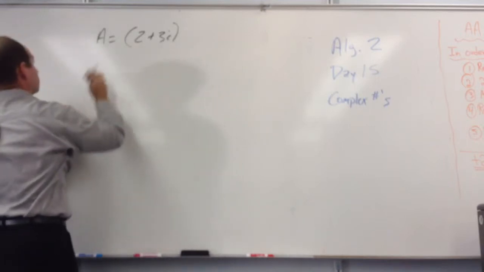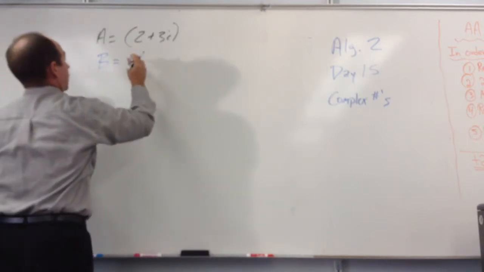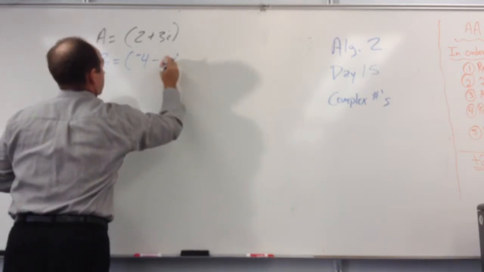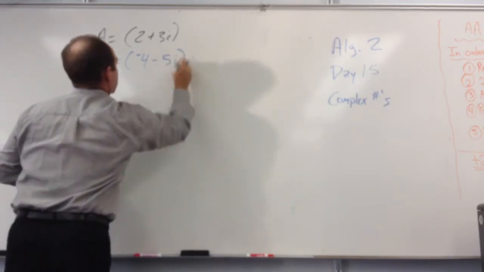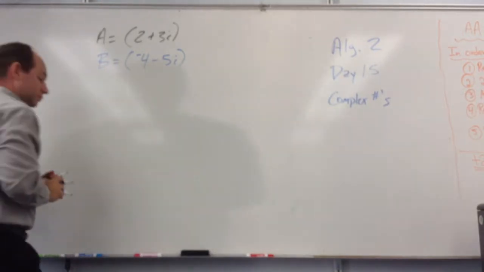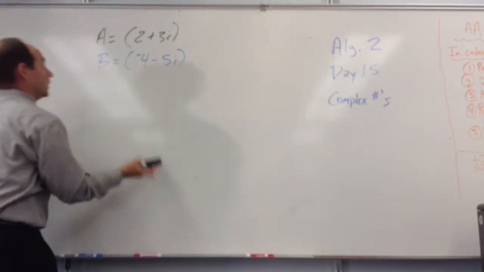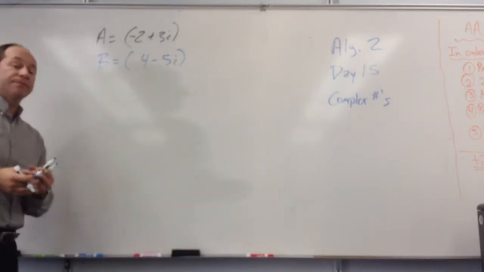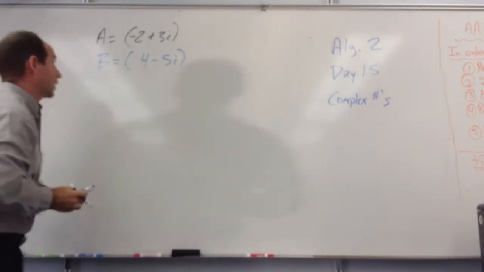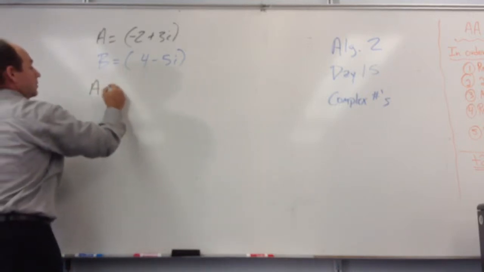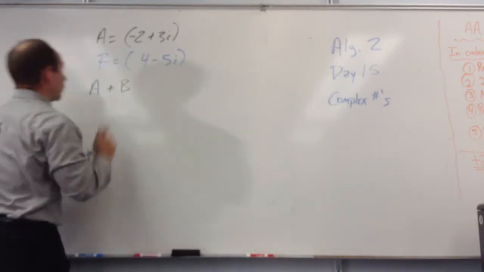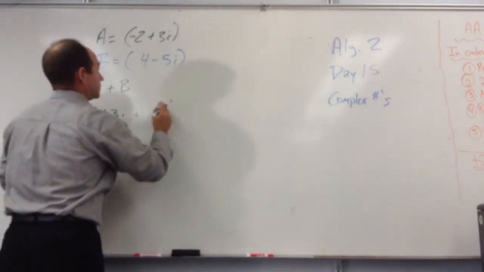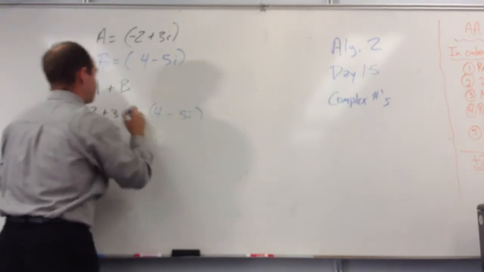2 plus 3i, -4 minus 5i. I don't like that. Sorry. We'll make that -2 plus 3i and 4 minus 5i. Okay. And so what we're going to do is take a plus b. Well, good. It's -2 plus 3i plus 4 minus 5i.